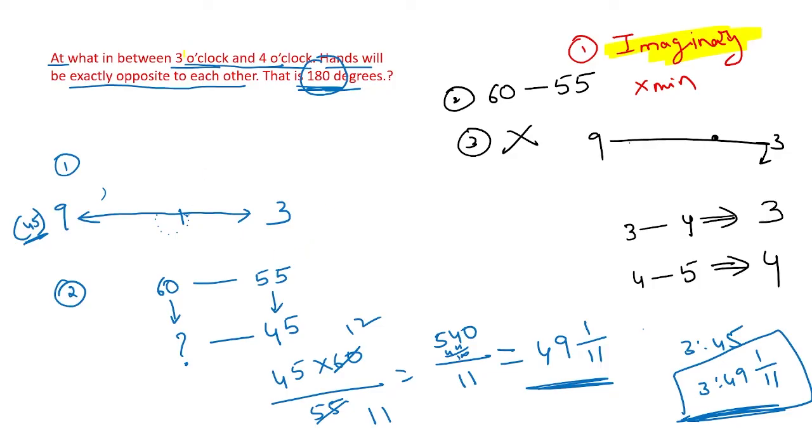So, I want a time between 3 and 4 o'clock. So, I am taking the hand exactly on 3. But I want to form an angle of 180. So, from here I am calculating an angle of 180. I am getting it on 9. So, then write this statement.